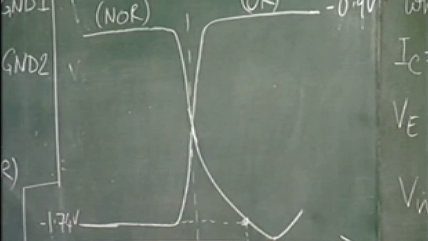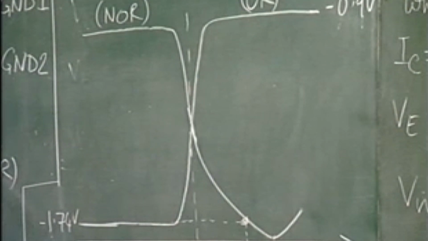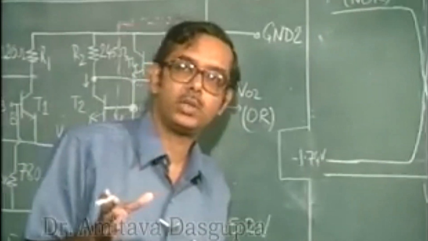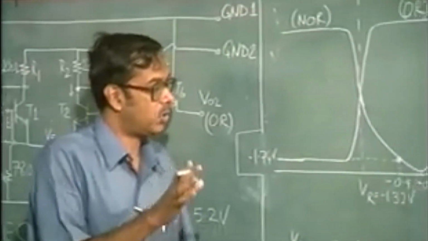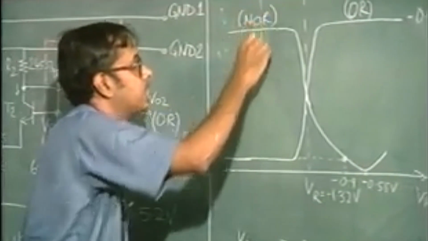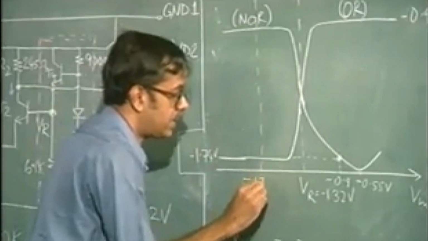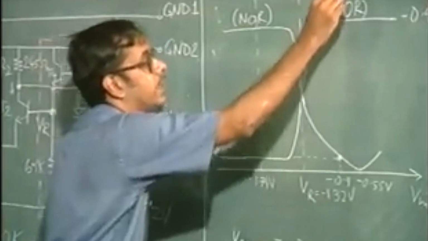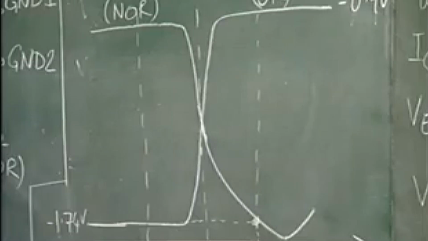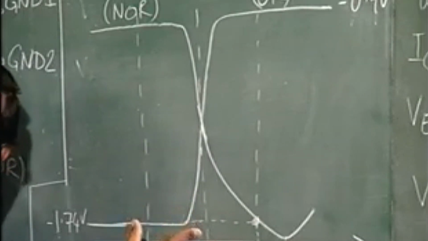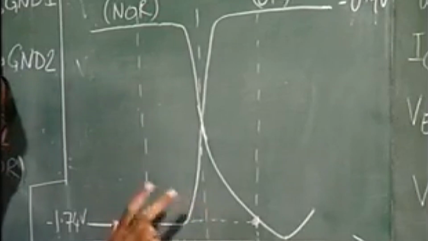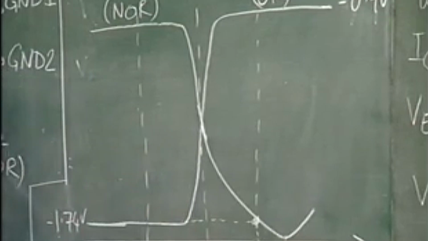Well, so the point is, as we see, the transistor actually goes to saturation if the input voltage is very large, but the input voltage range has to be restricted. That is, the input voltage range must be restricted to minus 1.74 volts on one side and minus 0.9 on the other. If the input voltage range is restricted within this limit, then we will be sure that the transistors are not going to go to saturation.